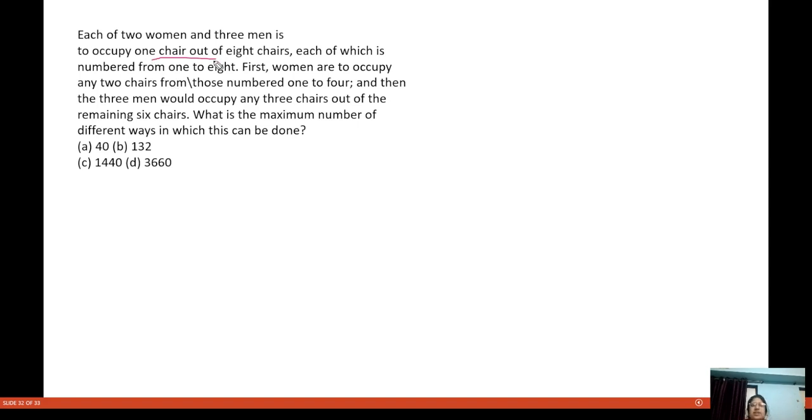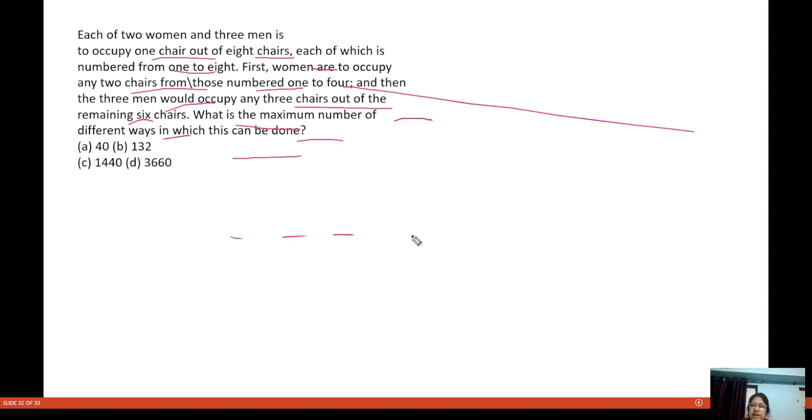Let us read this question. Each of the 2 women and 3 men is to occupy 1 chair out of 8 chairs, each of which is numbered 1 to 8. First, the women are to occupy any 2 chairs, those numbered from 1 to 4, and then the 3 men should occupy any 3 chairs out of the remaining 6 chairs. So, what is the maximum number of different ways this can be done?